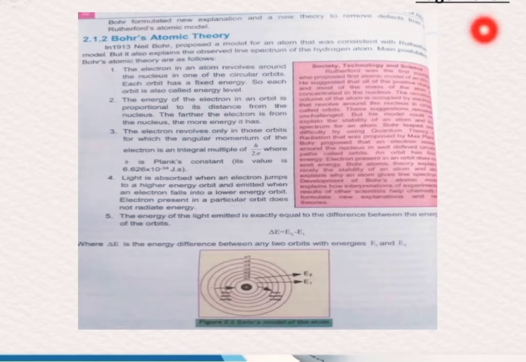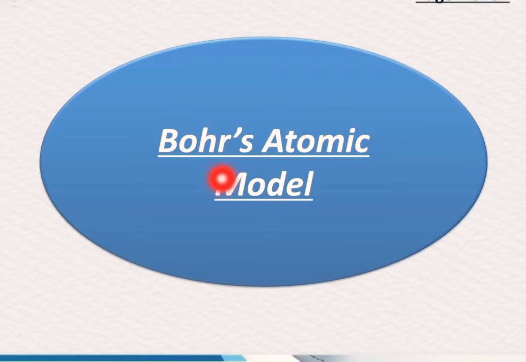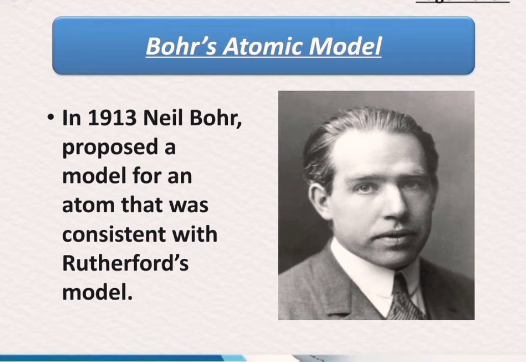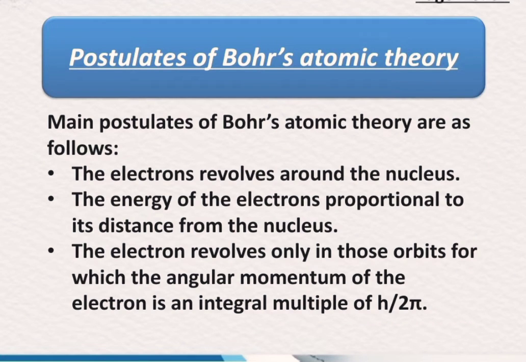This is your book page number 32. Open this page in front of you for better understanding the topic Bohr's atomic model. Bohr's atomic model. In 1913, Niels Bohr proposed a model for an atom that was consistent with the Rutherford's model. The main postulates of Bohr's atomic model are as follows.